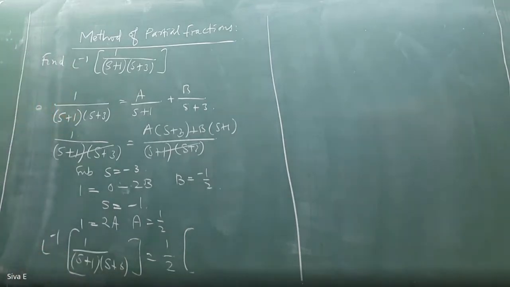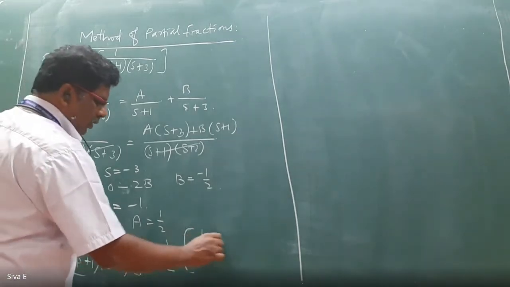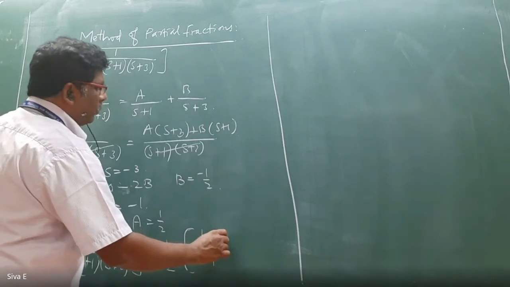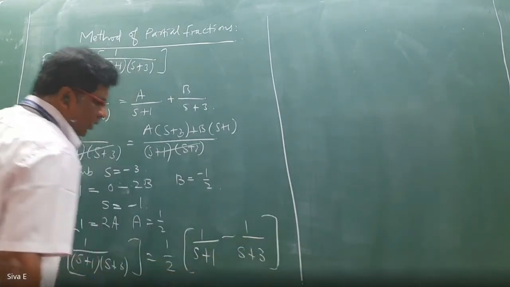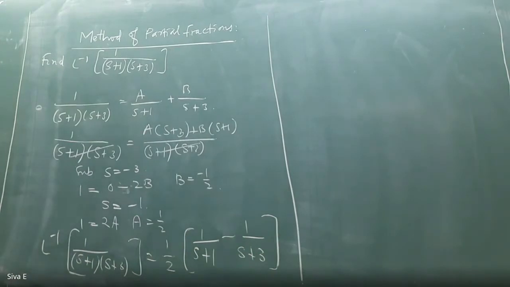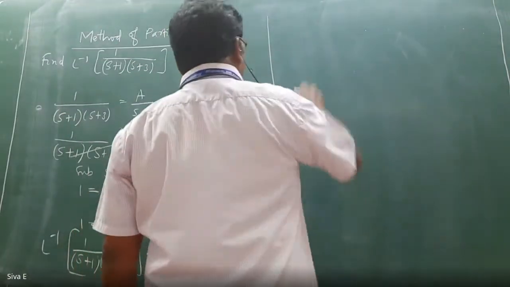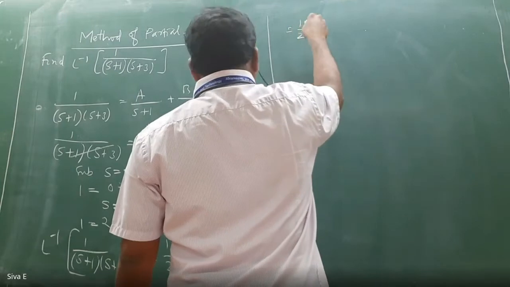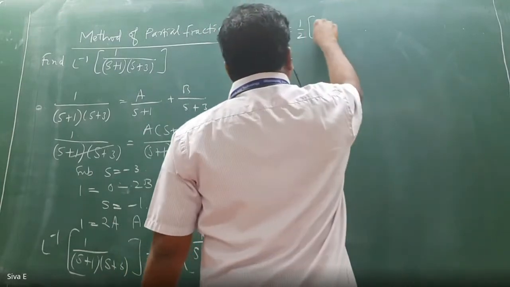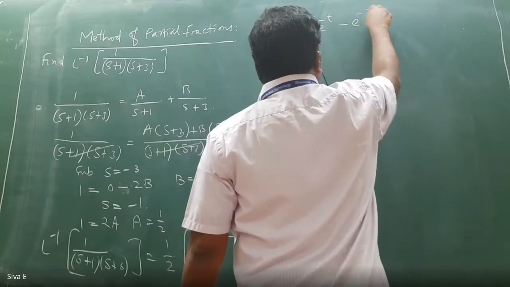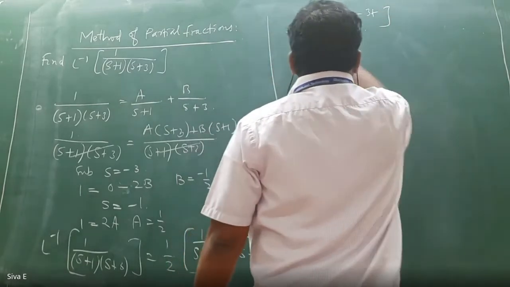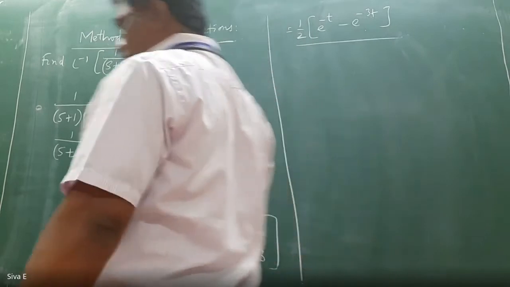Take it outside, 1 by 2, times 1 by s plus 1 minus 1 by s plus 3. That is equal to 1 by 2 times e power minus t minus e power minus 3t. That is the answer for this.